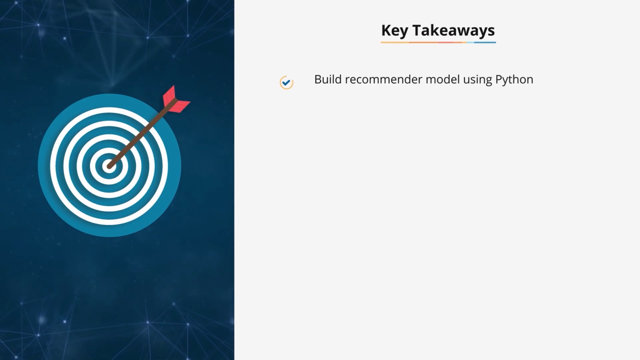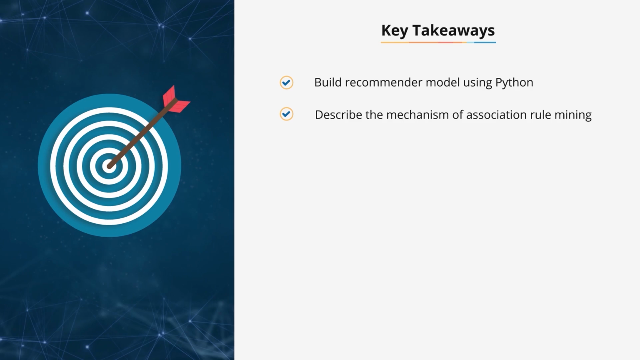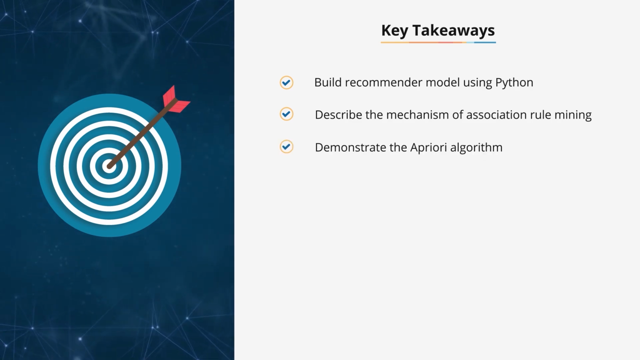This brings us to the end of Recommender Systems. You are now able to build a recommender model using Python, describe the mechanism of association rule mining, and demonstrate the Apriori algorithm.